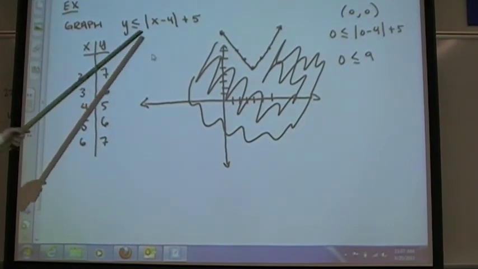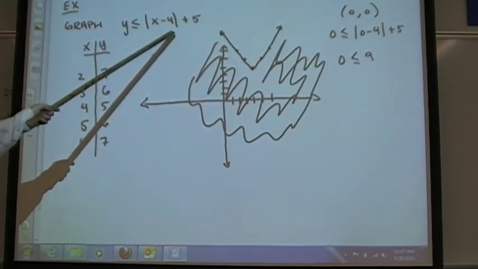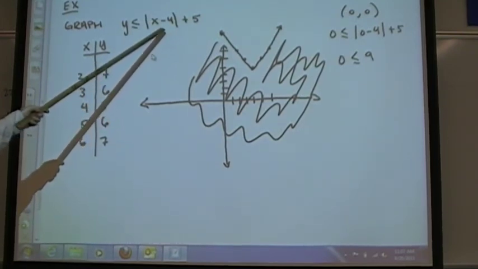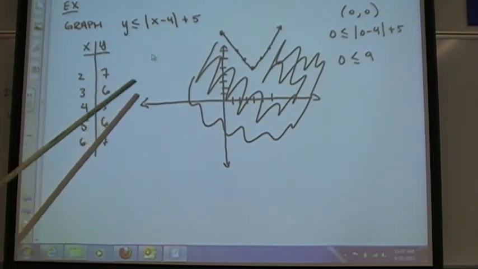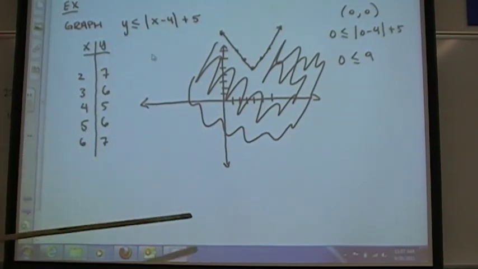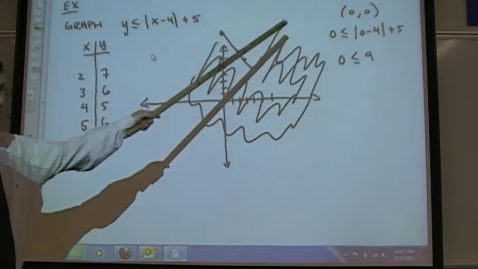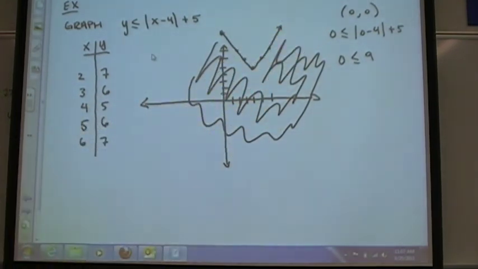And you plug in 3, 3 minus 4. Negative 1, absolute value, 1. 1 plus 5, 6, 6. Plot those points. Here's your graph. It is a solid line because there's an equal to sign.